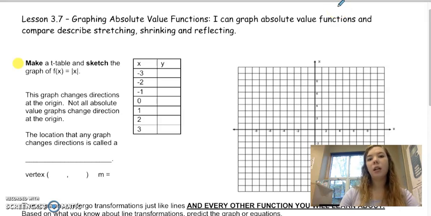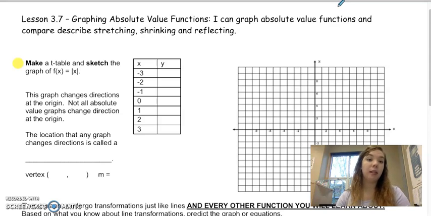All right, today we're talking about how to graph absolute value functions. So we already know how to graph a linear function. Absolute value is very similar, which is why we kind of lump them together. These notes are long, but we're combining your notes and assignment together essentially.